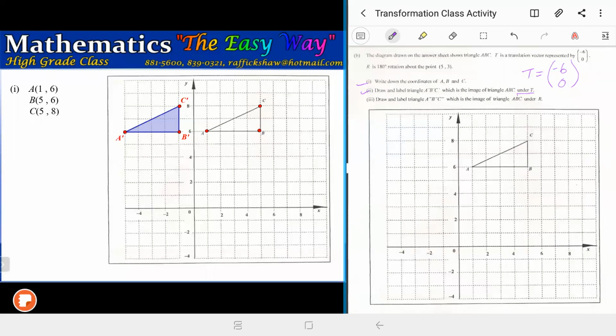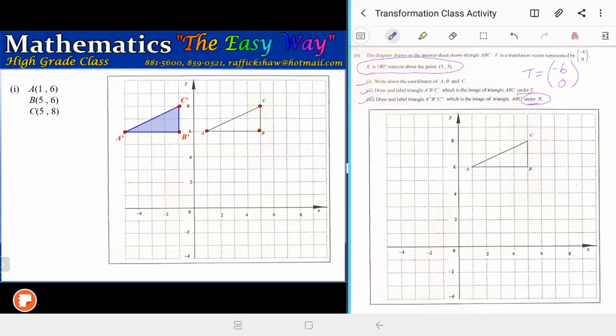The next part now is for us to draw the image triangle, double prime. Draw and label triangle A double prime, B double prime, C double prime. See here now, the image of triangle ABC under the transformation R. Transformation R, remember, is this one: a 180-degree rotation about the point 5,3.